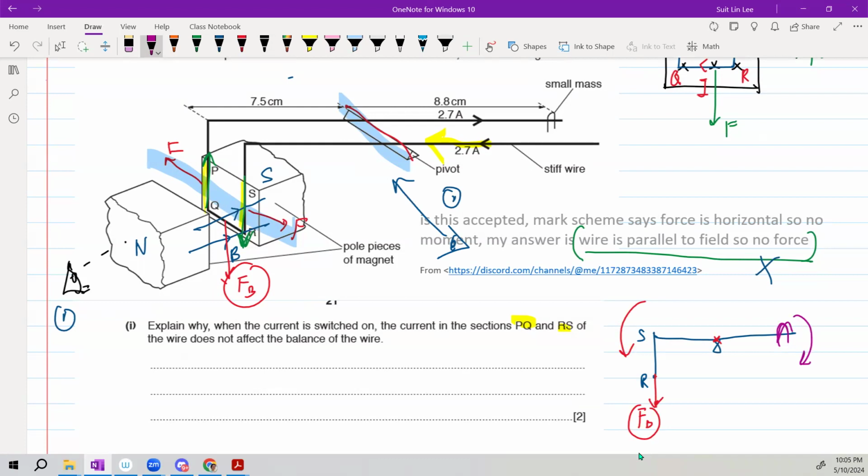Let me know if you have any follow-up question, Glenn. You don't need to know the direction of B. There are only two possible directions. You can choose one. Either way, the forces will cancel out, and also they are parallel to the pivot. So there's no moment of forces. Any follow-up questions regarding this?